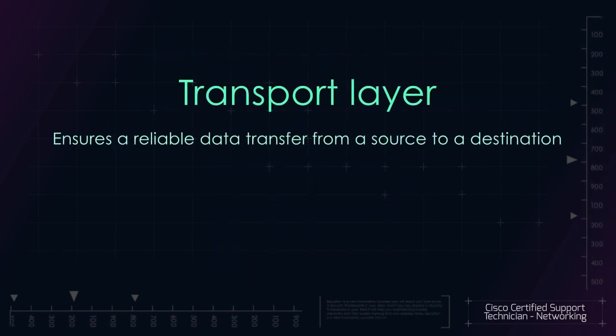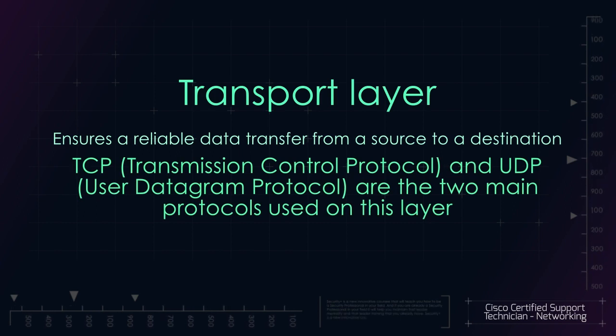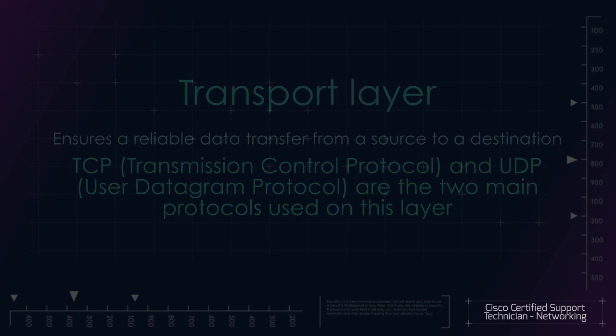The transport layer ensures a reliable data transfer from a source to a destination. Transmission Control Protocol, TCP, and User Datagram Protocol, UDP, are the 2 main protocols used on this layer. Another topic will have an in-depth explanation of these 2 protocols and a comparison of the 2 protocols.